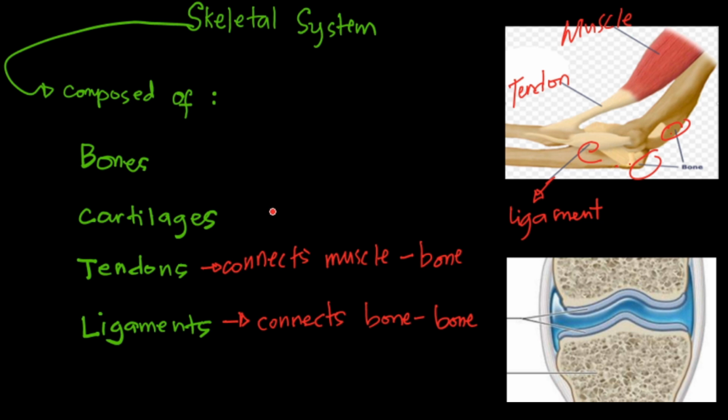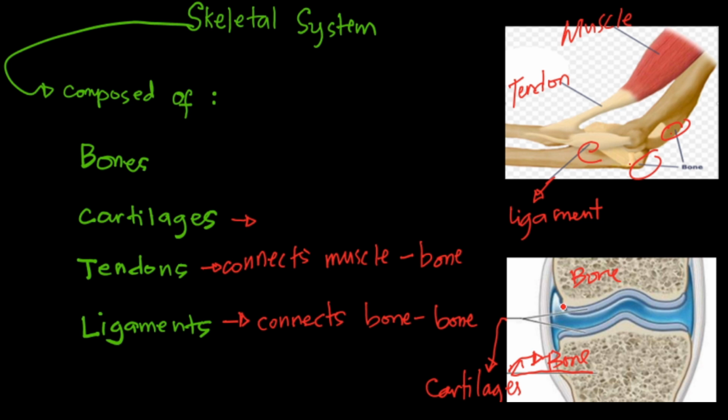The other one is your cartilage. What is this cartilage, by the way? If you can see here in this part, this is your cartilage. This part is your bone. This part is your bone. Okay, there's also a bone.